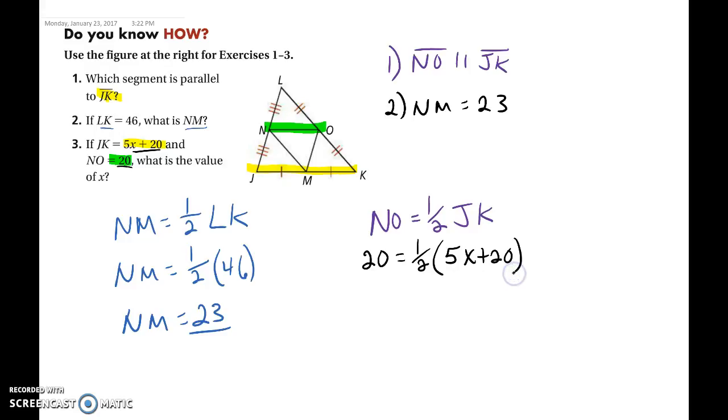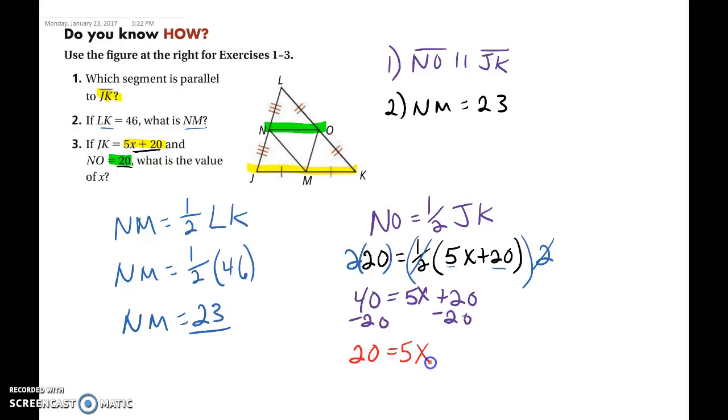All right, now, since both of these numbers are not even, I would not suggest distributing 1/2 in, but rather get rid of the fraction by multiplying by its reciprocal. And what you do to one side, you've got to do to the other. So 1/2 times 2 cancels out, and 2 times 20 is 40. So 40 is equal to 5x plus 20. Then you'll subtract 20 from both sides, and you'll get that 20 is equal to 5x. Divide each side by 5, and x is equal to 4. So the answer to number 3 is x is equal to 4.